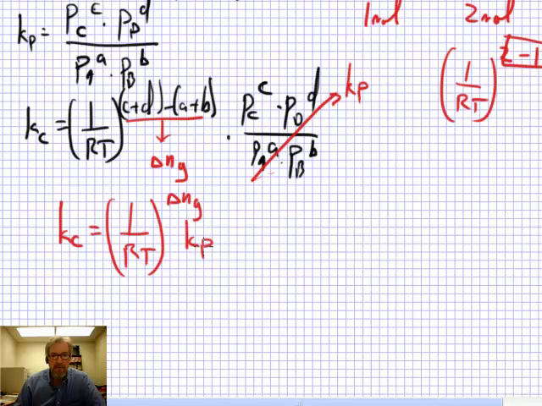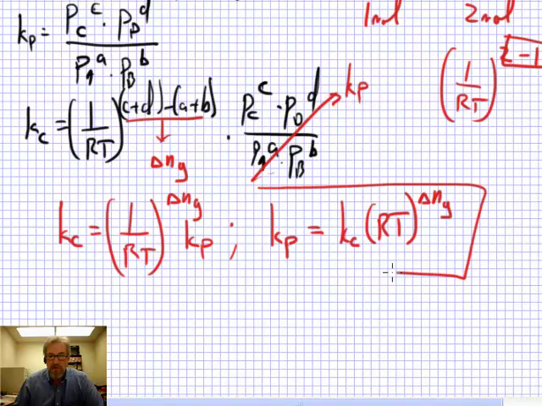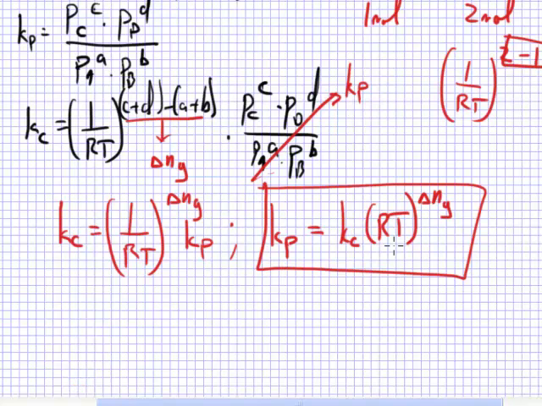Or another way of writing it, if we wanted to convert the other way, we could say Kp is equal to Kc times RT raised to the change in number of moles of gas as you go from left to right. So that expression can be used to go back and forth between Kp and Kc. The R that you'd be using here is the 0.0821 liter atmospheres per mole Kelvin.